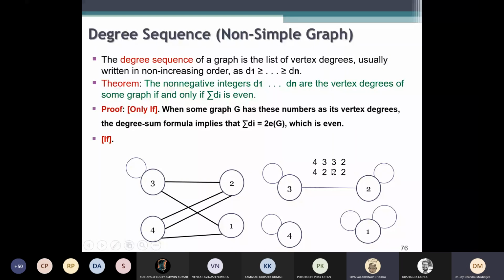So everything is even right now. When everything is even, then very easy. If this is 4, we will put 4 by 2 loops in vertex 1, that is 2 loops in vertex 1. This is 2, so 2 by 2, that is 1 loop in vertices 2, 3 and 4. So this is the degree sequence of a non-simple graph.